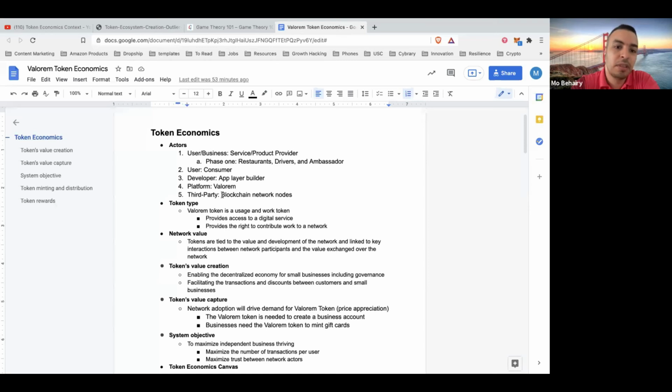The platform itself, basically everyone that is involved: the nodes, the founding team, all of that. The third party, which here I'm identifying as the blockchain network nodes. So if we're building on Ethereum, it will be Ethereum nodes. And for users and business, we have two different users. In general, it's service providers, but we have restaurants, drivers, and ambassadors, right?